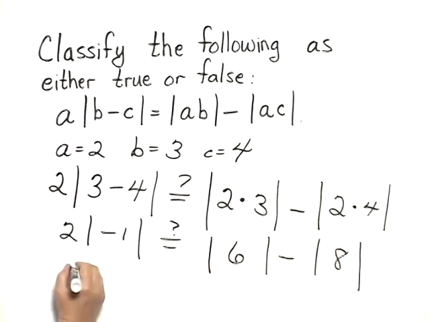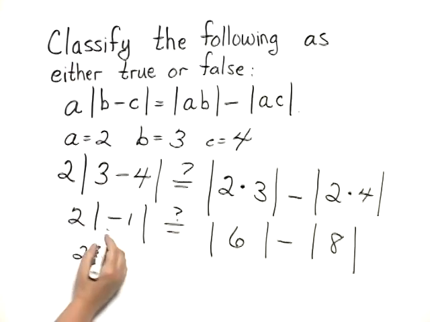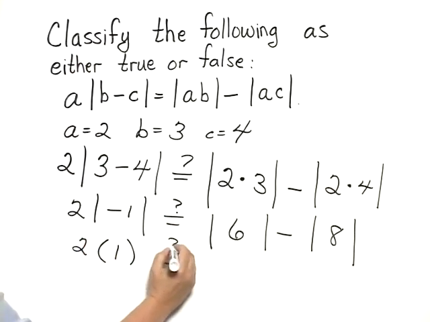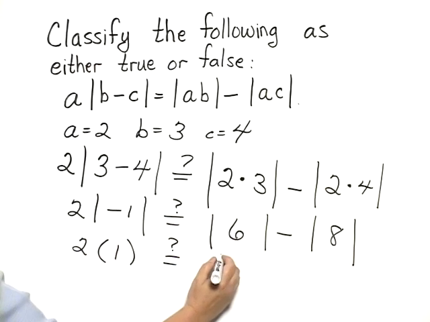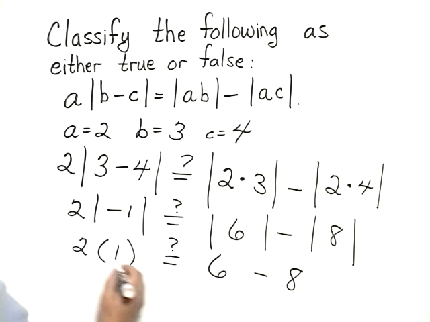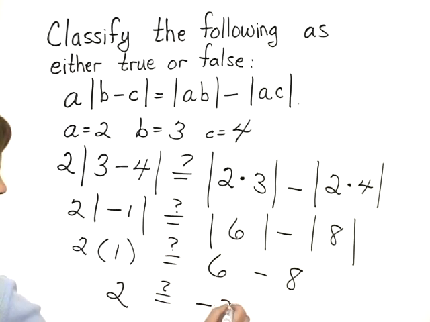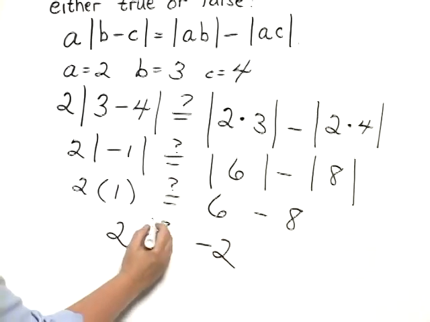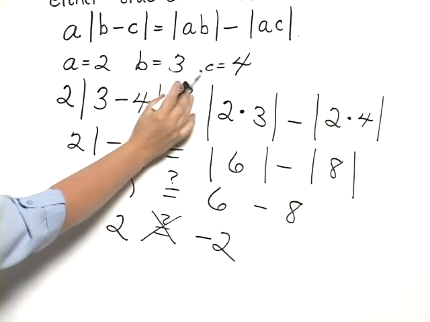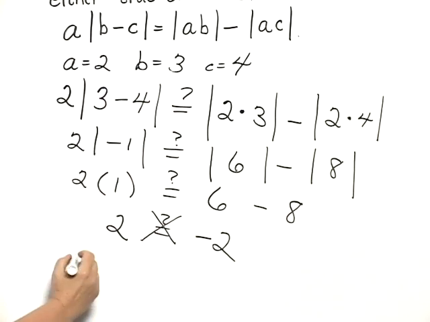Let's take the absolute value now. We have 2 times the absolute value of -1, which is 1. Does that equal the absolute value of 6, which is 6, minus the absolute value of 8, which is 8? We have 2 here, and on the other side we have 6 minus 8, which is -2. Well, 2 does not equal -2. This is not true for this set of numbers, therefore we can say for certainty that that is a false statement.